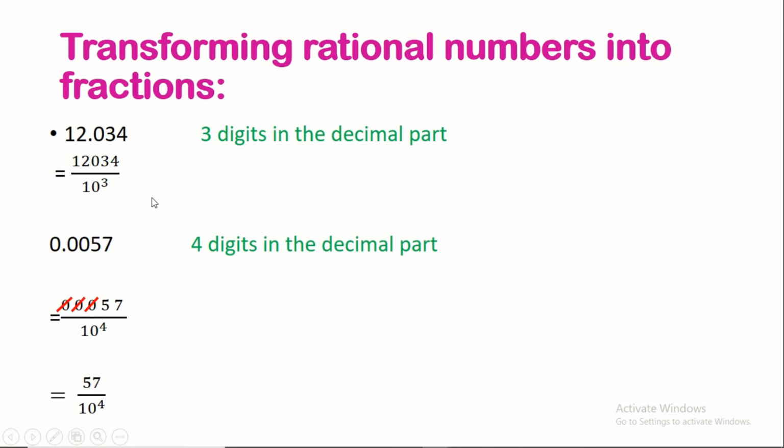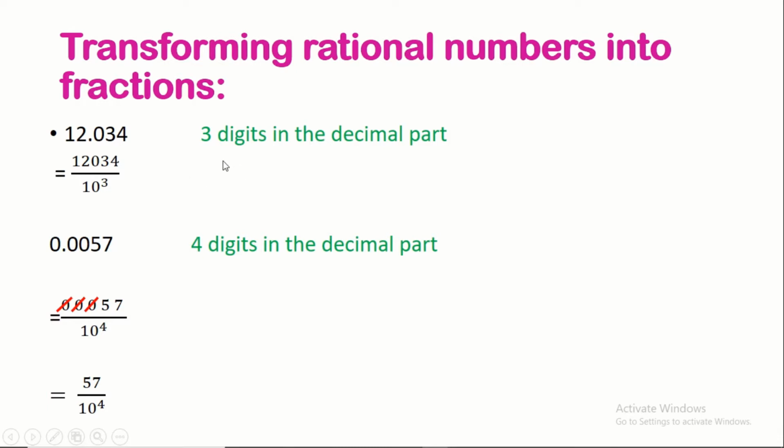In this video, we're going to learn about transforming rational numbers into fractions. Let's start together with the first example. As you see here, we have 12.034. It has a finite or terminated decimal part. As you see, we have 3 digits in the decimal part.